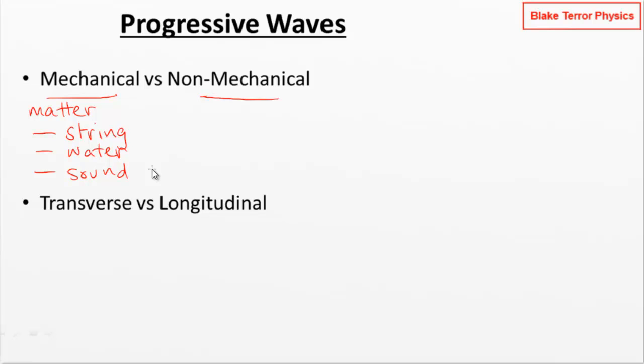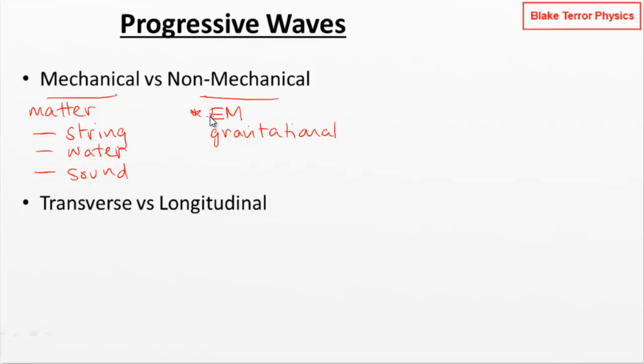Now, this can be contrasted with non-mechanical waves, where there's no matter medium that the wave is propagating in. This causes some problems that we're going to park at the moment. But I'm thinking here primarily of electromagnetic waves. I mean, also gravitational waves, but we're not going to be talking about gravitational waves as much as electromagnetic waves.